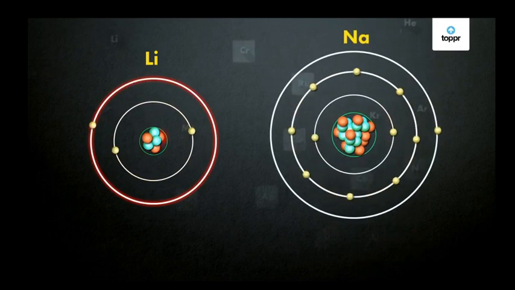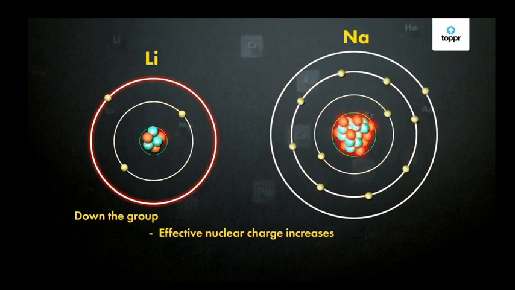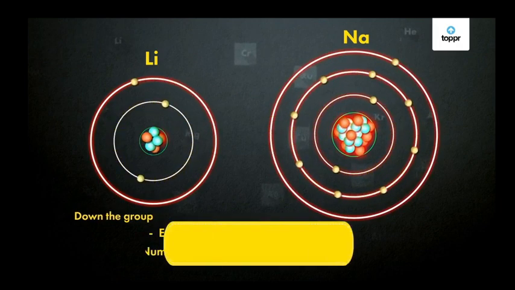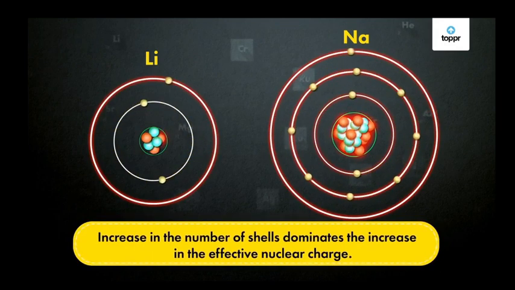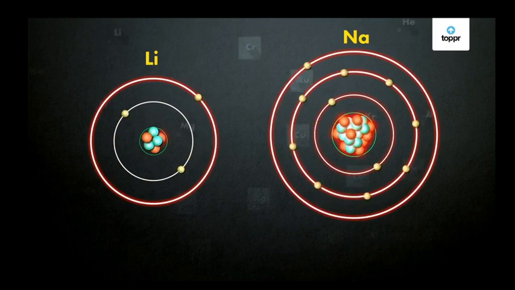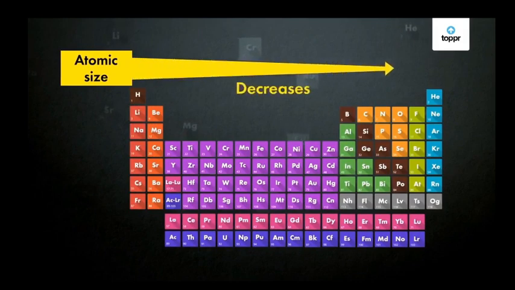As we move from top to bottom in a group now, both effective nuclear charge and number of shells increase enormously. But here the increase in the number of shells dominates the increase in the effective nuclear charge. Naturally, the size of the atoms grows. So in short, we can say that across a period, atomic size decreases and down the group, atomic size increases. Seems like you're getting the hang of it.